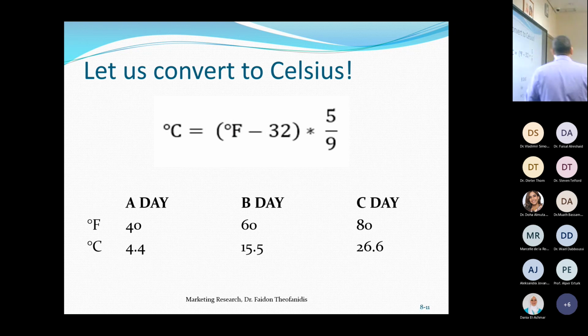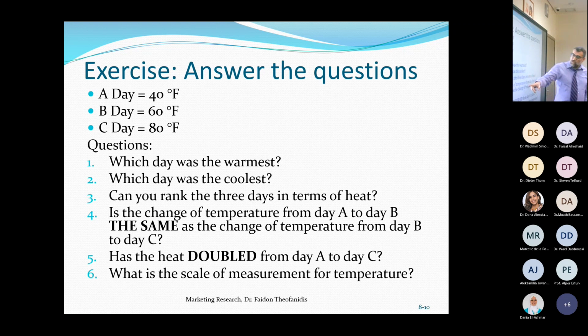Ordinal. Not ordinal. If it was ordinal, then you shouldn't have asked me in question 4 that the distance is the same. So basically, it is interval. Why is it interval? Because the difference between them is the same.